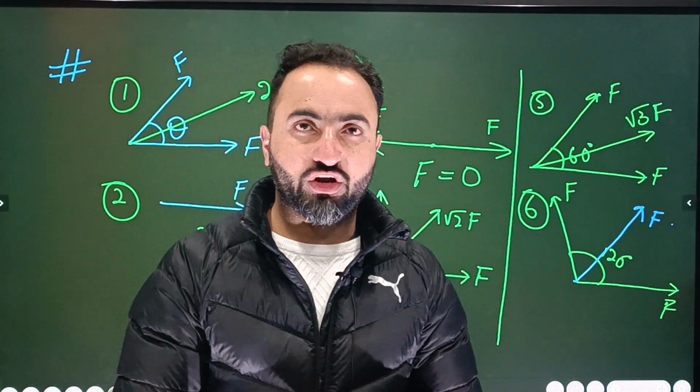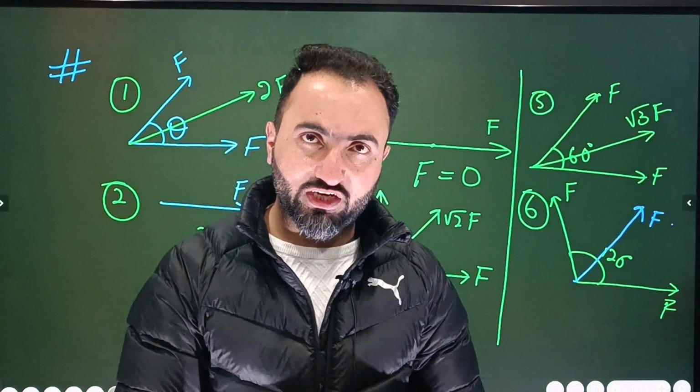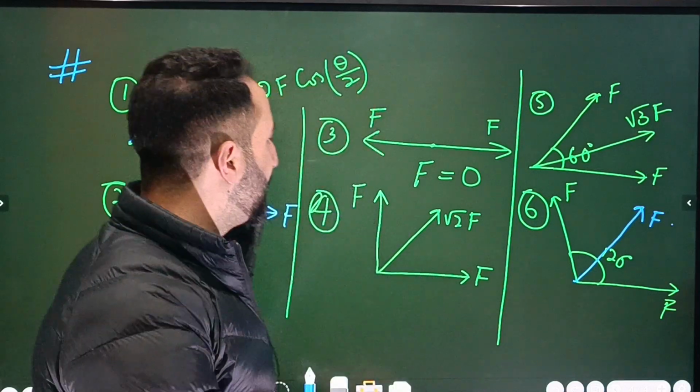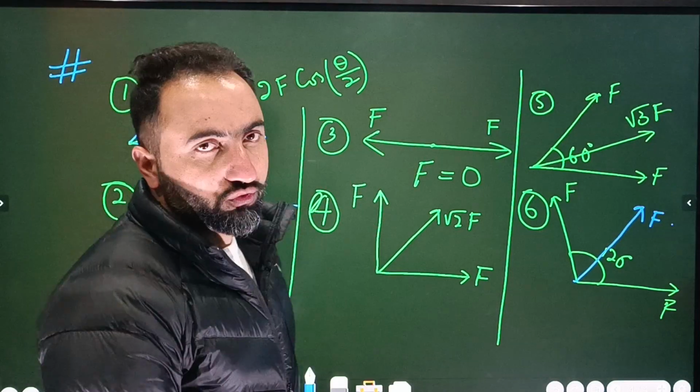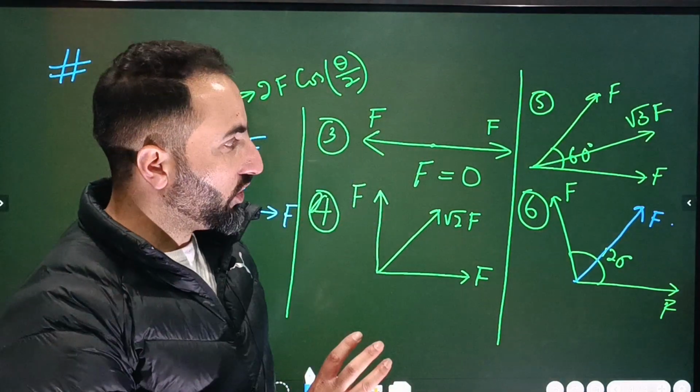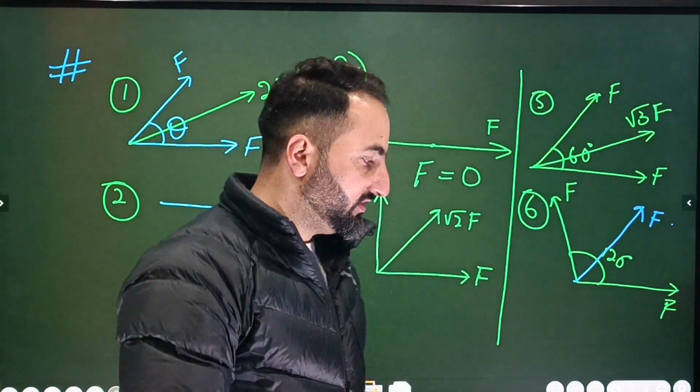If the angle is equal to 90 degree, root 2F, 60 degree, root 3F, 120 degree F, ठीक है ना बेटा. And these two are obvious. If they are parallel, so twice F. If they are anti-parallel, that's equal to 0. ठीक है ना बेटा. These are some important results. So you must memorize these important results.